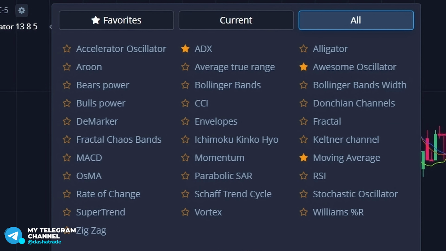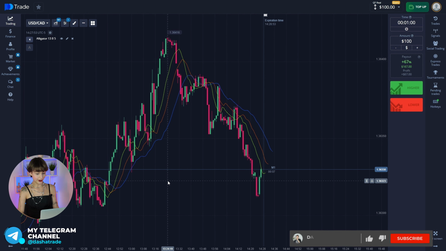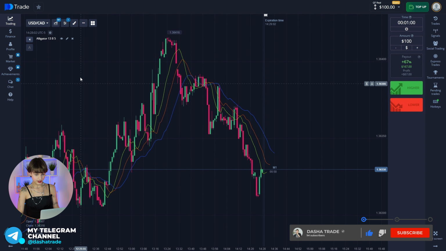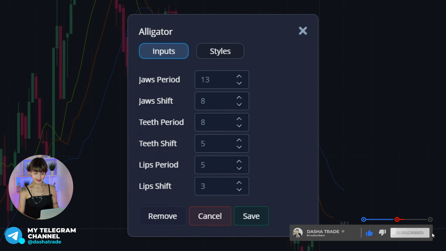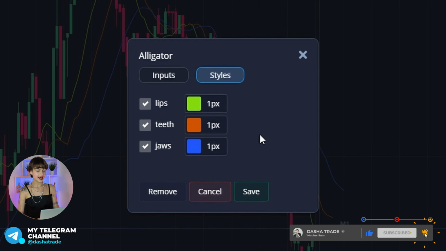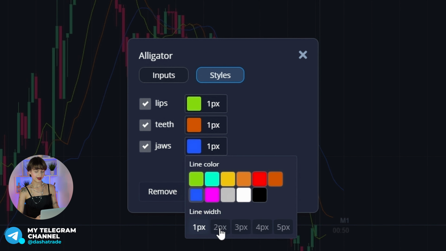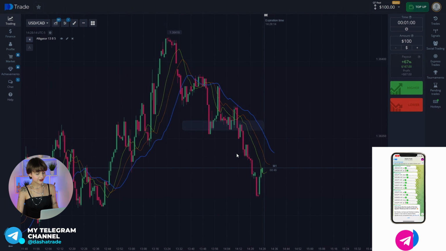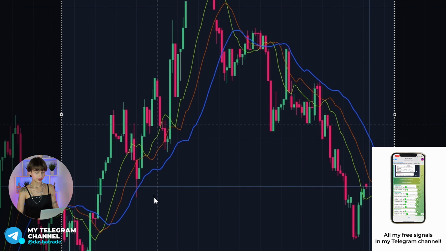It's called Alligator. Now let's manage it. We click here, choose styles, and apply an extra pixel here, so it's 2 pixels now. Okay, we click save. That's it. Let's figure out how to work with this indicator.